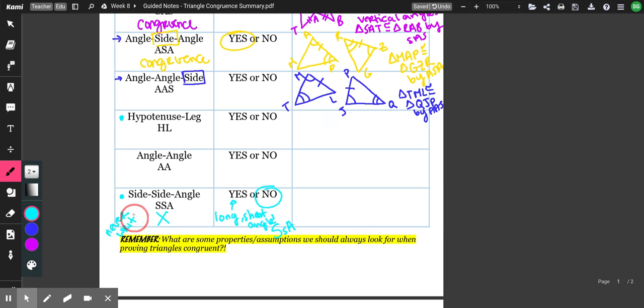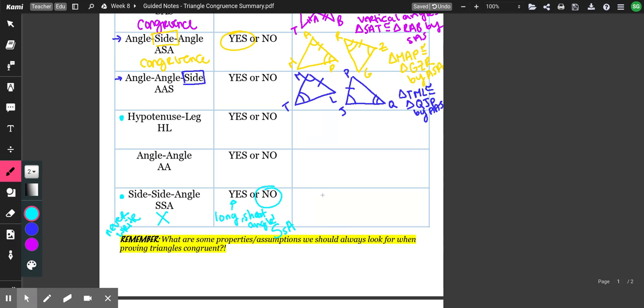This would not be an acceptable reason to prove triangles congruent because, like, it sometimes works, it sometimes doesn't. It's not a rule. Side angle does not prove congruence, right? So for instance, it was like that swing side. It could create one triangle, it could create two, it could create none. We saw that happen.